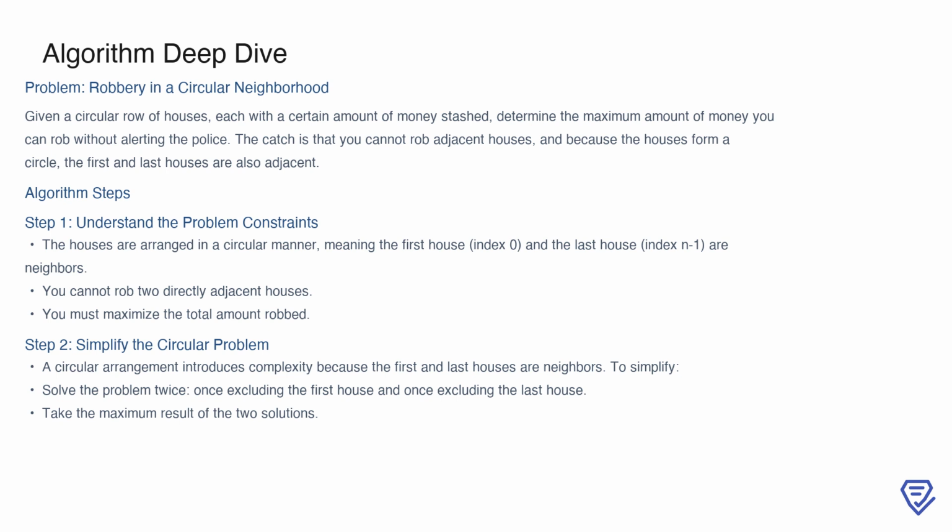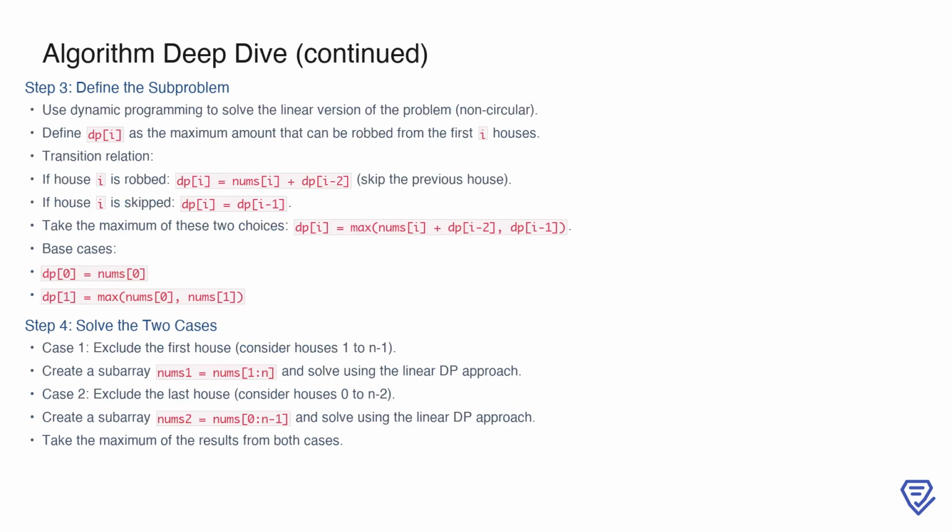The circular layout means the first and last houses are directly connected, so we can't simply treat the array as linear. To simplify, we break this into two separate cases, one where we exclude the first house, and another where we exclude the last house. By solving these two linear subproblems independently and taking the maximum of the results, we can effectively handle the circular constraint. Now, let's define the subproblem for the linear version of the house robber problem.